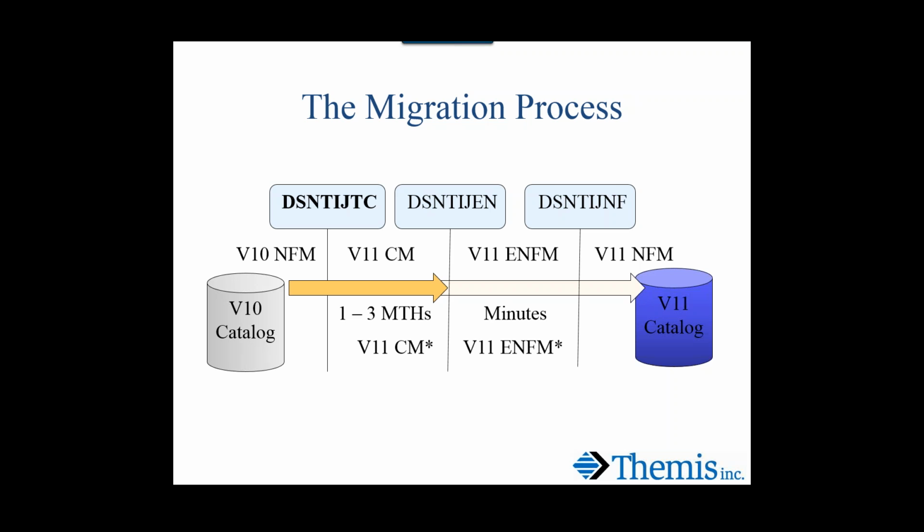So DSNTIJTC gets you to conversion mode, and then you'll stay there and do your testing. At some point, you're going to migrate forward to enabling new function mode and then ultimately new function mode. The new function mode job is just very quick, throws a switch essentially, and you're able to use the new features.